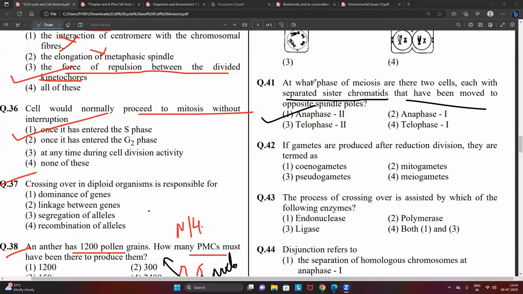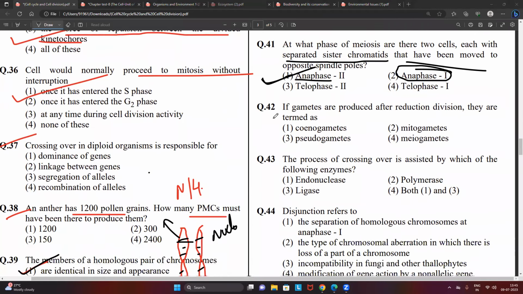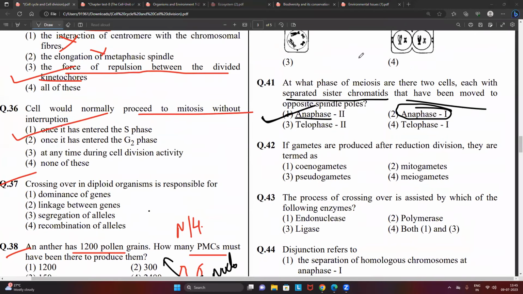How would it be in anaphase 1? Separated sister chromatids move only in anaphase 2. Their initiation occurs in anaphase 1, but the complete migration towards the poles is completed only in anaphase 2. No need to get confused. The option is 1.